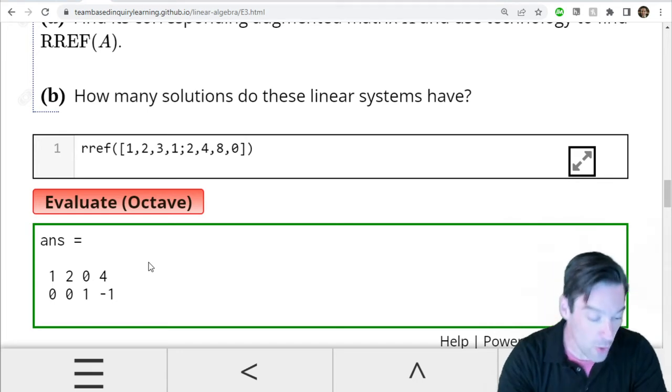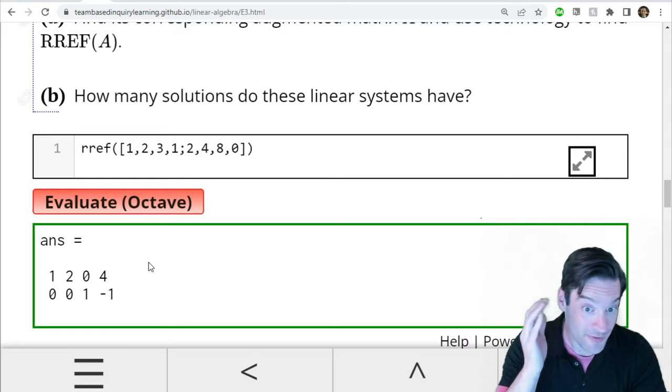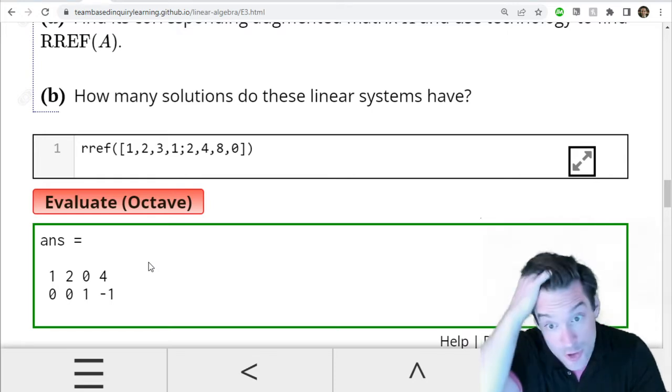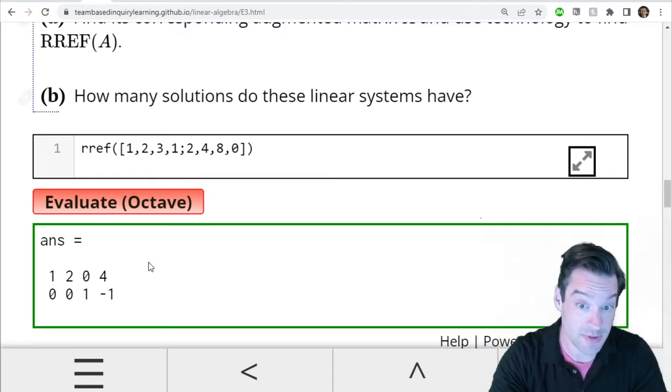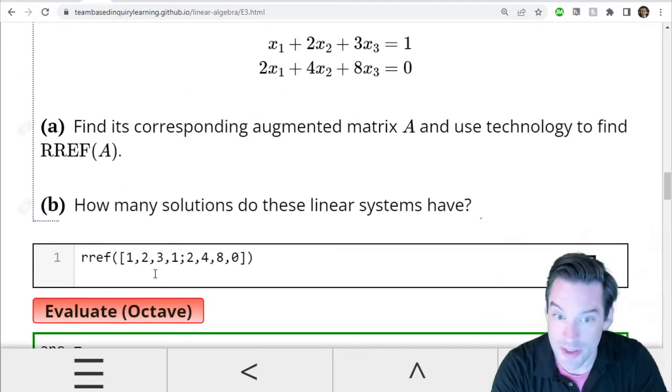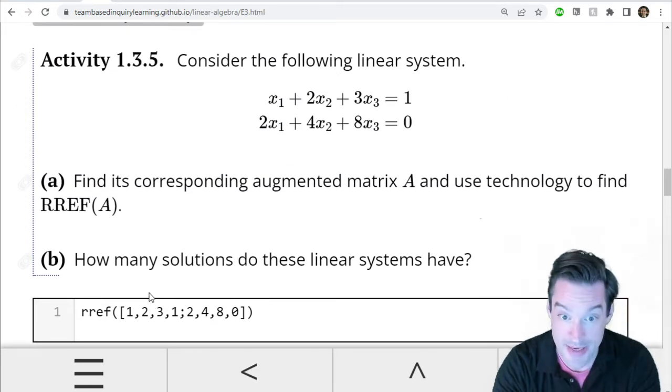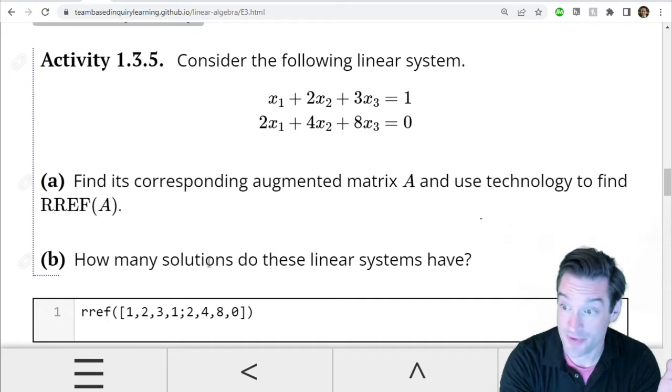And so the main goal of these two activities is not to find this REF, it's to interpret what this REF is actually able to tell us. So maybe let's quickly check in on if you answered part B. How did you answer part B? So how can we understand at this point how many solutions this linear system is going to have?